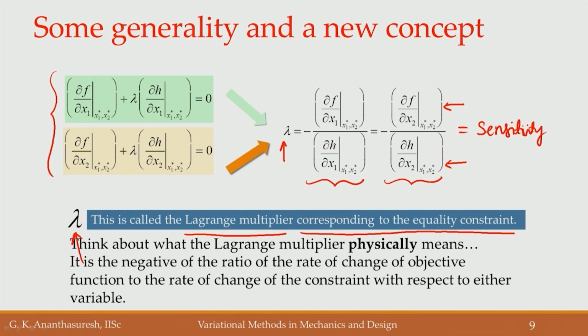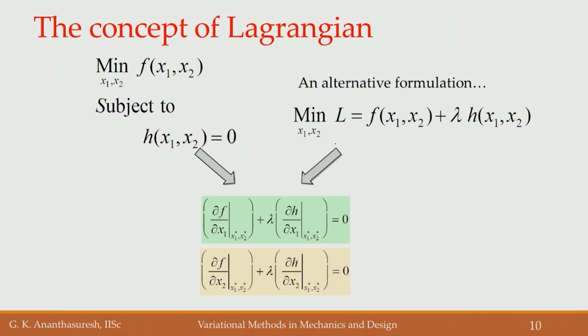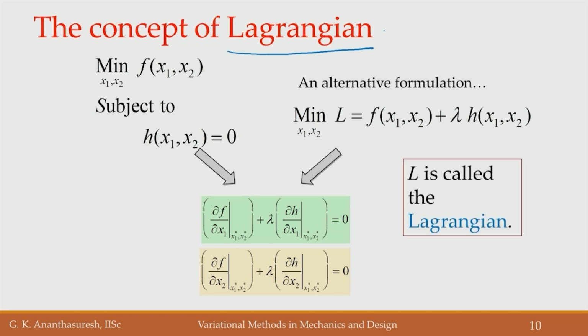It is a sensitivity, it is a negative of the ratio of the rate of change of objective function with respect to a variable compared to the rate of change of the constraint. That is what is the Lagrange multiplier, a very important concept, okay. And it is also useful to define what we can call the Lagrangian. The Lagrangian is defined as the function plus lambda times the constraint, okay.